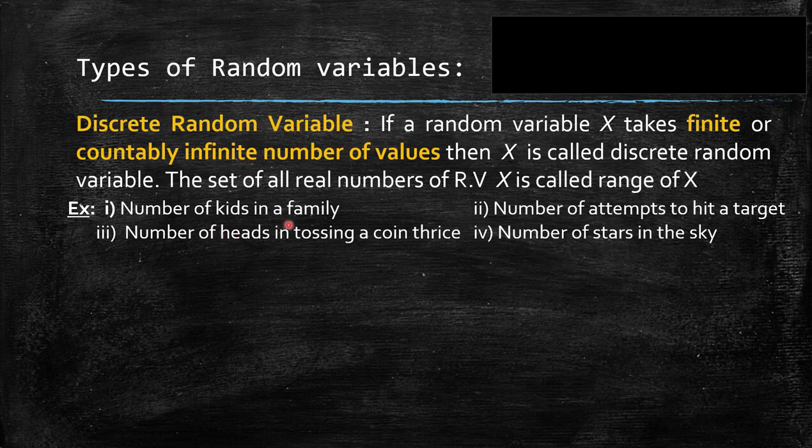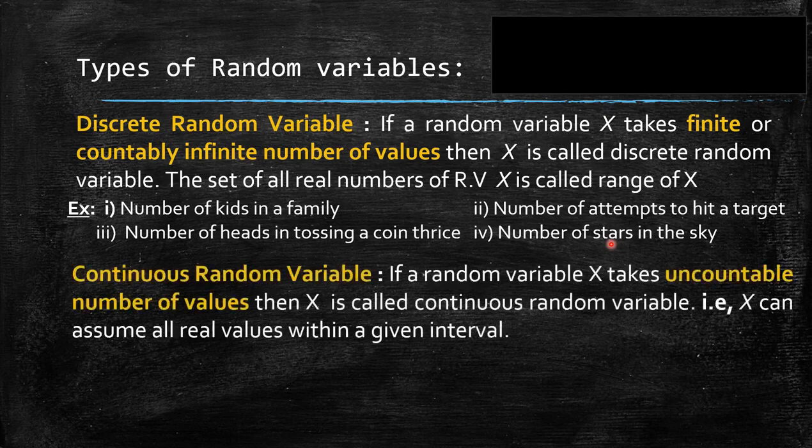For example: number of kids in a family, number of attempts to hit a target, number of heads in tossing a coin thrice, or number of stars in the sky, a countably infinite number of values. Now what about the continuous random variable, CRV? If a random variable X takes an uncountable number of values, then X is called a continuous random variable. That is, X can assume all real values within a given interval. So the range of X for a CRV is in terms of an interval.